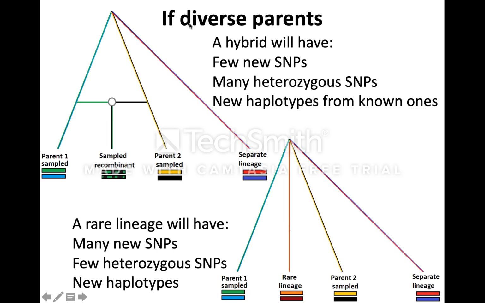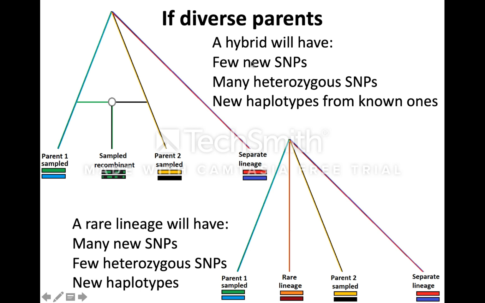So let's just recap on this. If we have diverse parents, like one parent here that's green and blue, another parent here that's yellow and blue, and they hybridize to form progeny, we'll have a sampled recombinant progeny that has a mixture of ancestries, some of which are like parent 1 in green, some of which are like parent 2 in black, and some of which are mixed. This is distinct from a separate lineage.